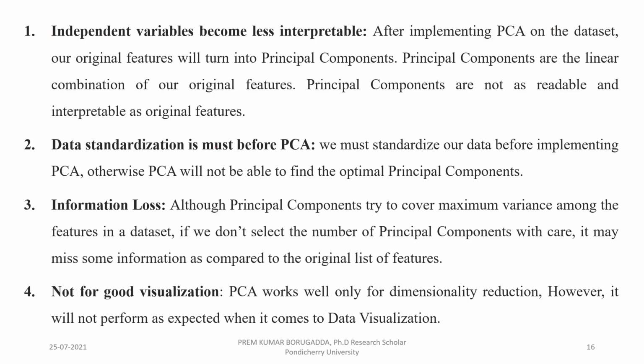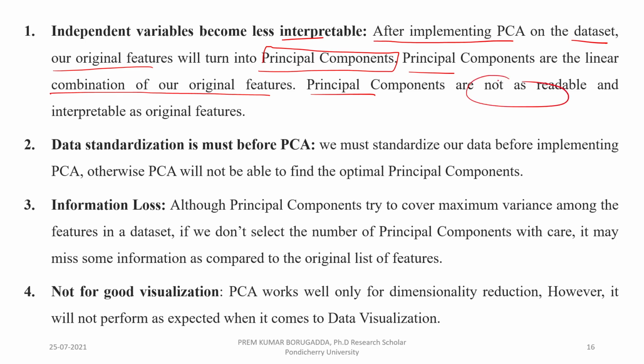Independent variables become less interpretable, which means that after implementing PCA on this dataset, our original features will be turned into principal components. The original data will be converted into principal components. These principal components are linear combinations of the original features. So these principal components are not readable, and we can't understand that data.